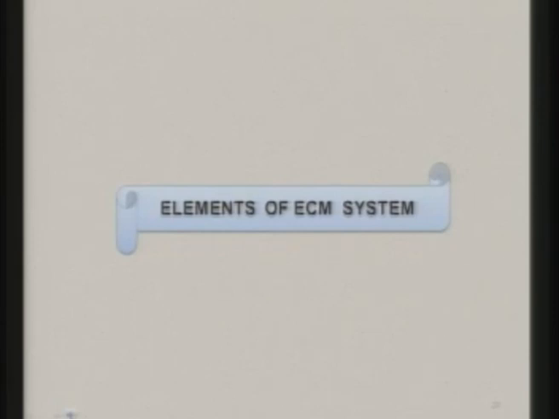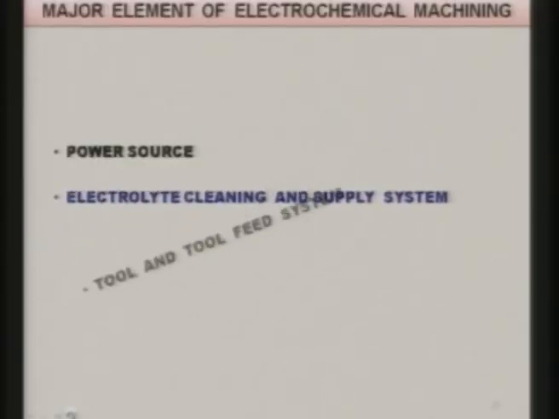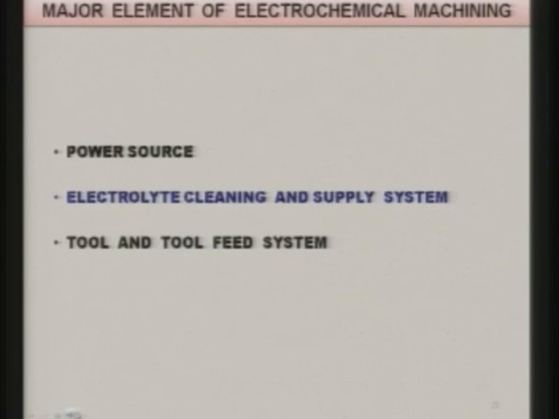Now, let us see more details of the elements of the electrochemical machining system. We are using the power source. I have already mentioned to you that AC power is converted into DC with the help of the rectifier, and its voltage is reduced with the help of the transformer. There is an electrolyte cleaning and supply system, a tool and tool feed system, and a work holding system. These are the four major elements.